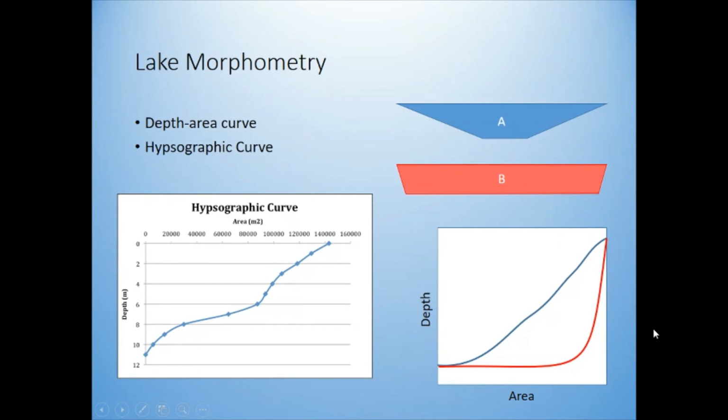So now let's look at another way to look at lake morphology, which is called a depth area curve, also known as a hypsographic curve. What this does is show, at each depth, how much of the lake is at that depth. Let's say we have a lake like here, Lake A, which has gently sloping banks and then a small, deeper portion that's not very big in area. This is the cross section of the lake, like we're looking at it from the side.